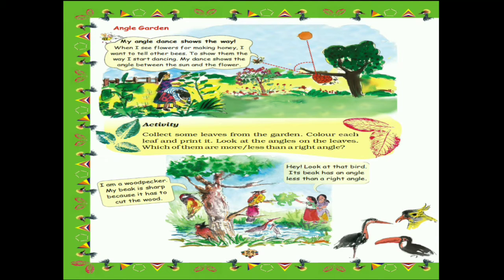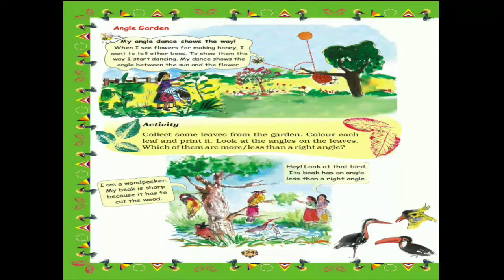Activity. Collect some leaves from the garden. Color each leaf and print it. Look at the angles on the leaves. Which of them are more or less than a right angle? So what is given? It is given that you have to do an activity. You have to collect leaves from the garden and then color them. Then print them on a paper and observe which angle is being made, whether it is a right angle, or more than a right angle, or less than a right angle.